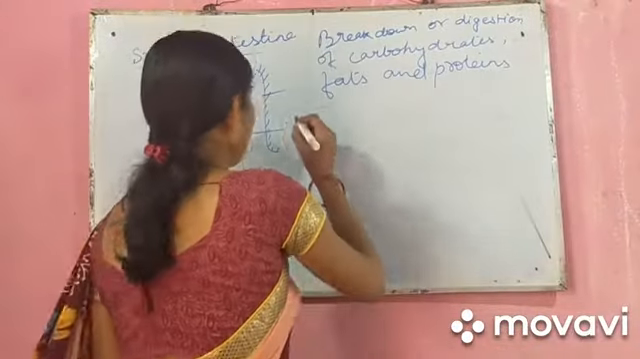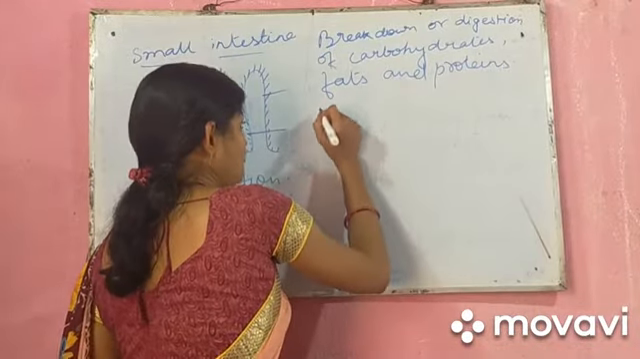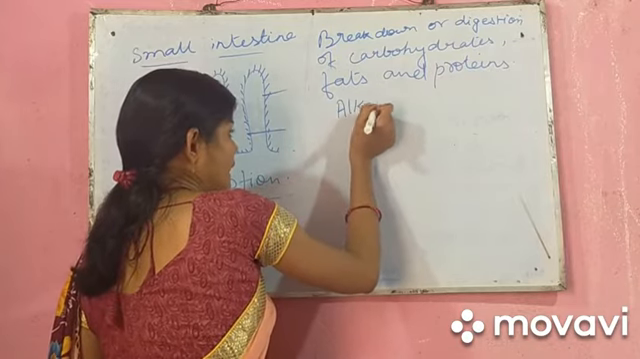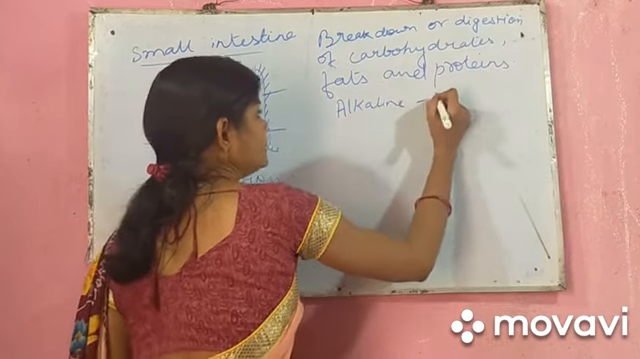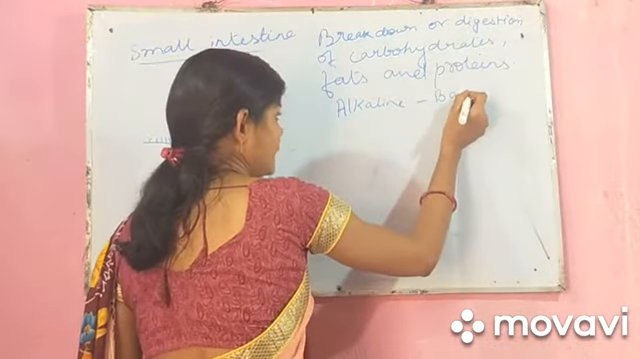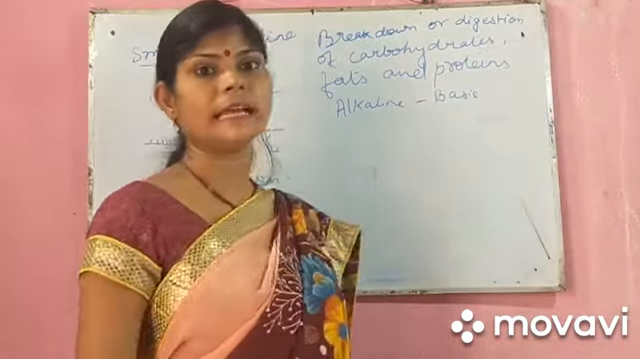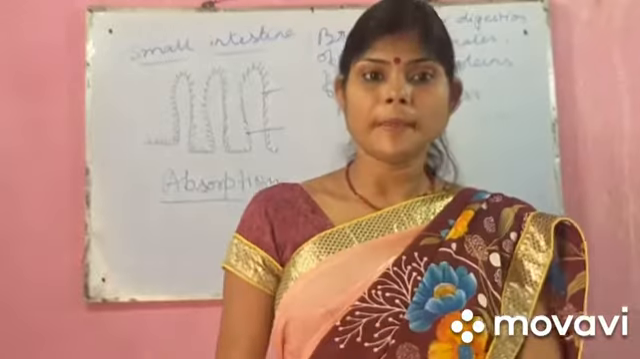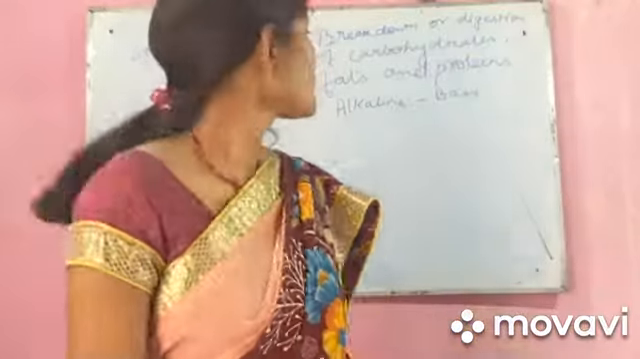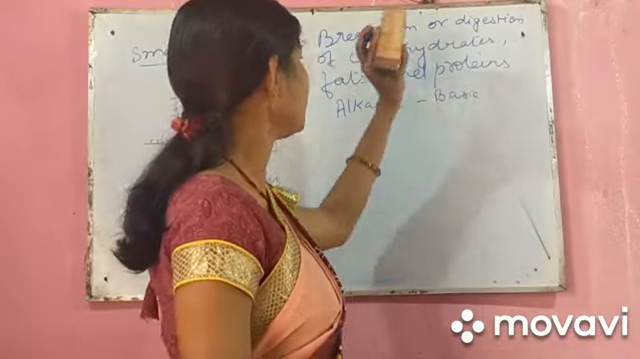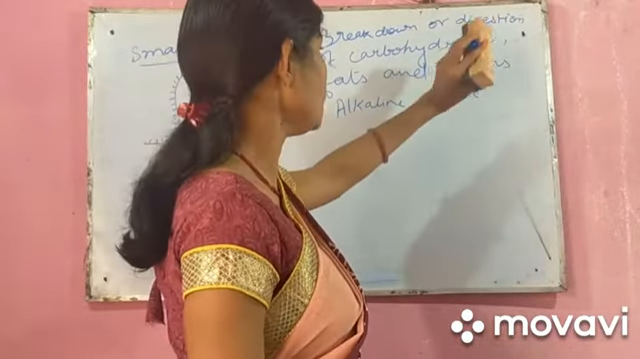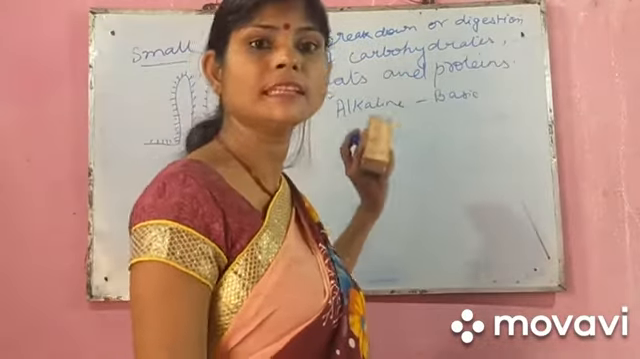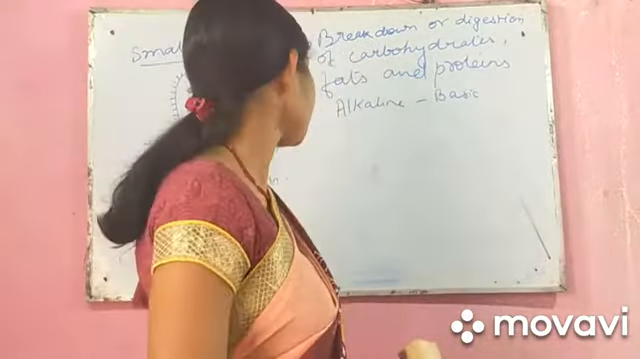And the internal environment of the small intestine is always alkaline in nature. Alkaline means basic in nature. As we have seen, in the stomach it was acidic in nature, but in the small intestine it is basic in nature. So as I said, digestion or breakdown of carbohydrates, fats and proteins takes place in the small intestine.